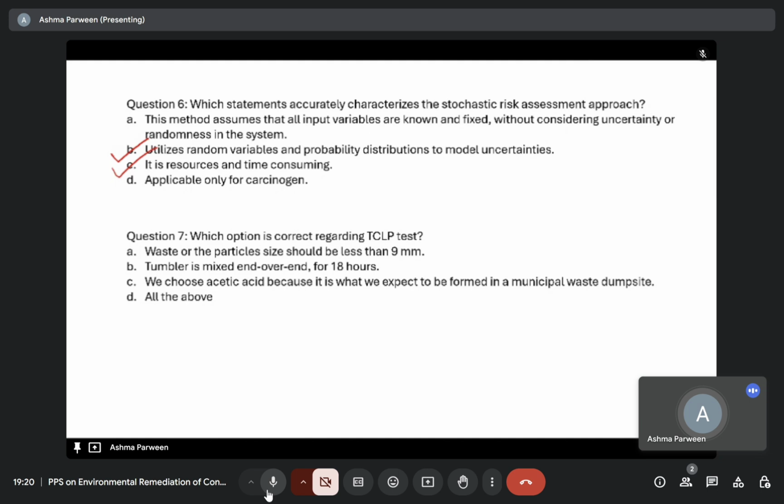So that's why we use acetic acid to do the TCLP test. Any waste that we consider non-hazardous will go to the municipal waste dump site, and after some time during anaerobic degradation, acetic acid will be produced, and the contaminants present in that waste will come out in the leachate and contribute to pollution. So that's why we take acetic acid. So D, that is, all of the above option, is correct for this question.